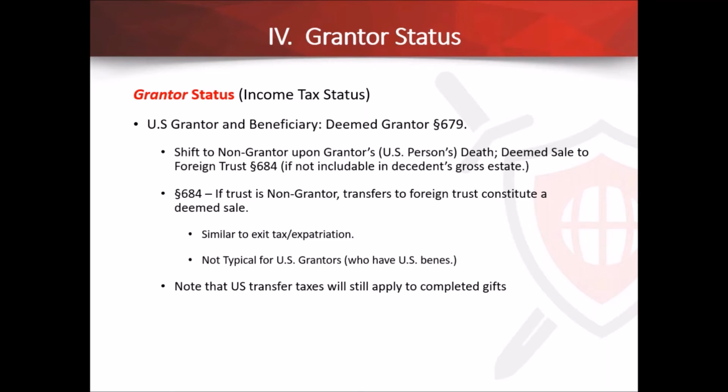If there's a U.S. beneficiary of that foreign trust with a U.S. grantor, it will be deemed a grantor trust. Practically, that means that the deemed sale will not occur until a later date. And the later date is either the death of the U.S. grantor or the trust no longer has a U.S. beneficiary, either or. At that point, there would be a Section 684 deemed mark-to-market sale of all the assets inside the trust at that time, including appreciation.